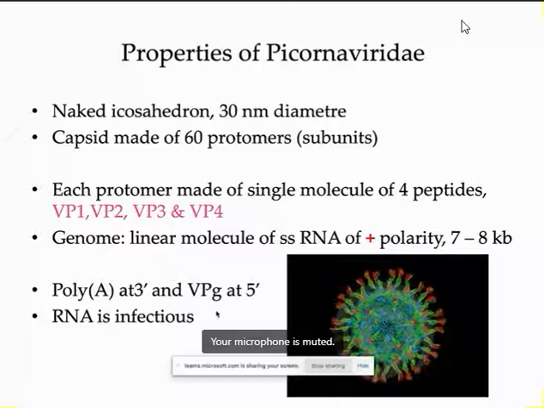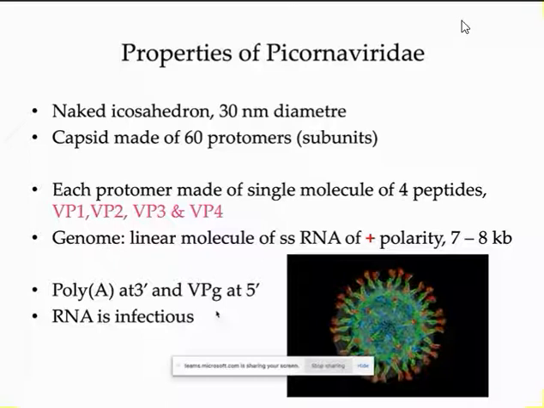The outer capsid layer contains 60 protein protomers, and these protein subunits have 4 peptides, that is VP1, VP2, VP3, and VP4. Okay, and these are important in pathogenesis. These are the structural components which are important in pathogenesis as well.